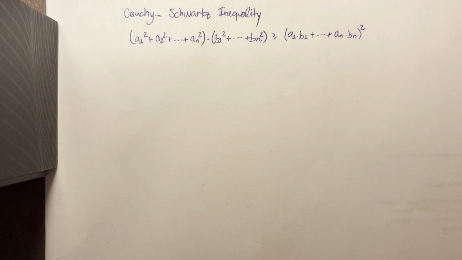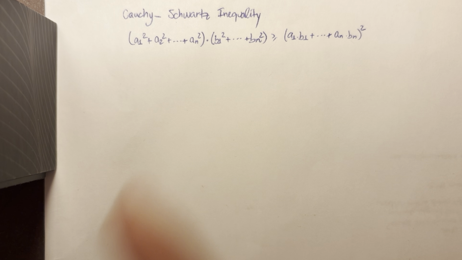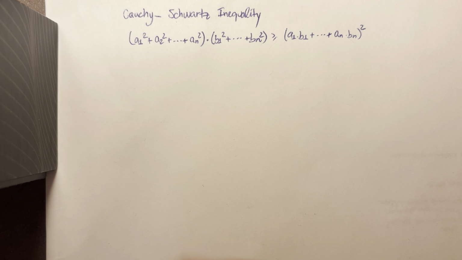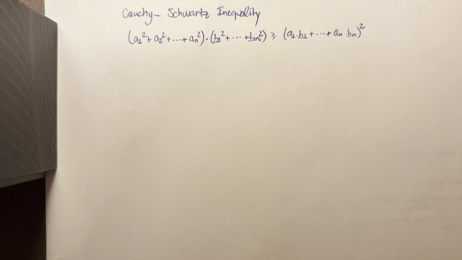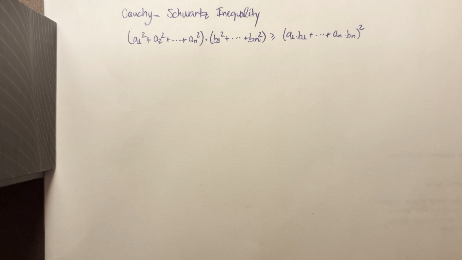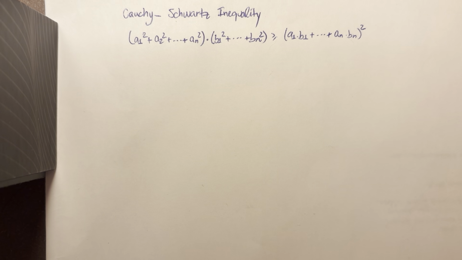Well, hello everybody, welcome to today's video where we're gonna look at the Cauchy-Schwarz inequality. So the inequality is as follows. The product of the sums of the squares of two lists of numbers is greater than or equal to the square of the sum of the products of these two numbers. This is an important inequality when you have to approximate points, let's say.